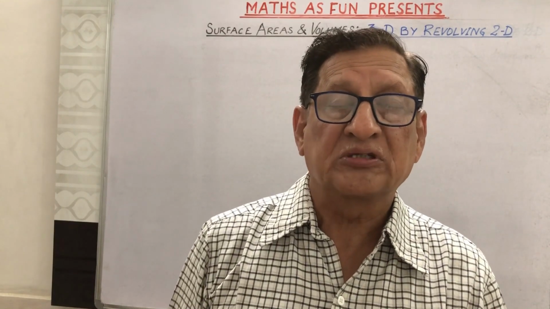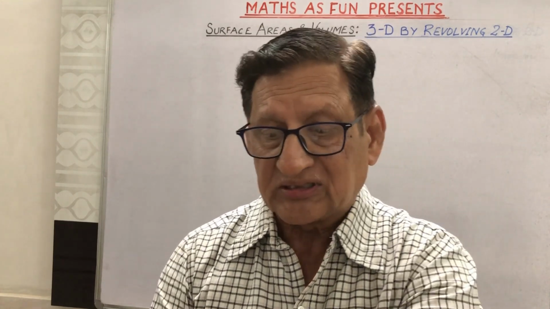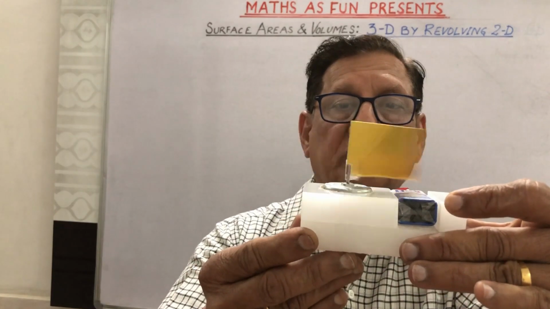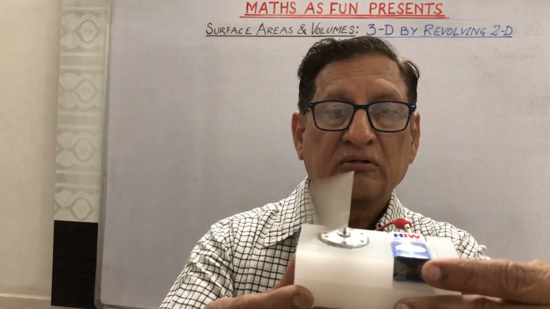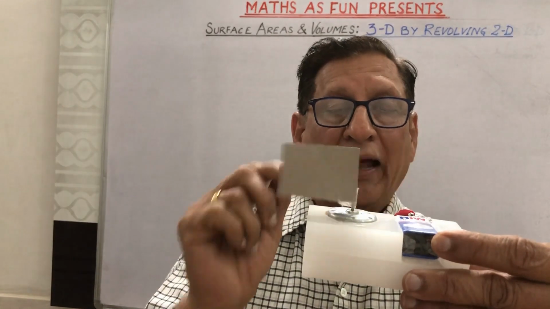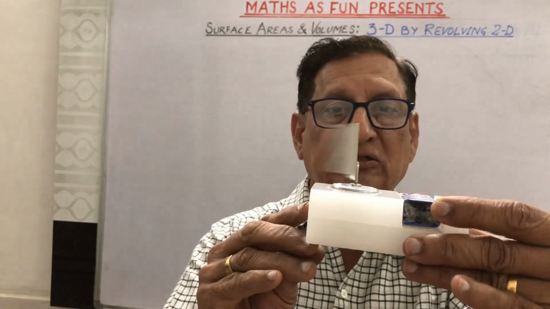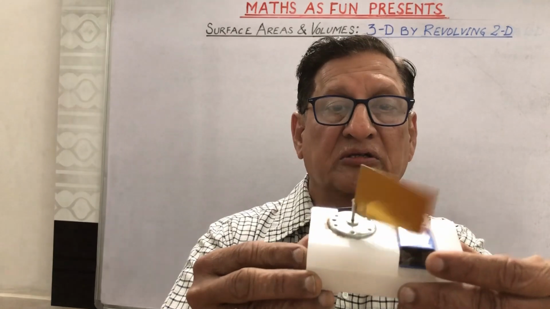But if we revolve the same sheet along the breadth, you can see that again a cylindrical figure is formed. You can see a cylindrical object. This is revolved about the breadth. At this time you will find the length becomes the radius and the breadth becomes the height of the cylindrical form. You can see here the cylinder is formed.